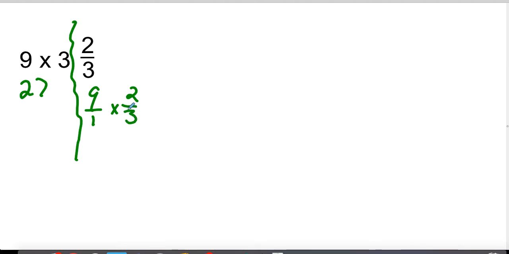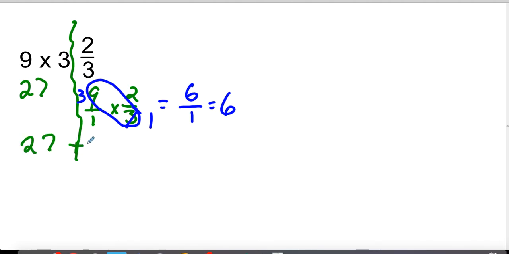And I'm going to try to save some time by cross-canceling. So a common factor between 3 and 9 is going to be 3. So now I have my 3 divided by 3, which is a 1. 9 divided by 3, which is 3. 3 times 2 is going to give me 6. 1 times 1 is going to give me 1, or just a regular old 6. So now what I'll be doing is adding 27 with 6, and I'm going to get a final product of 33.